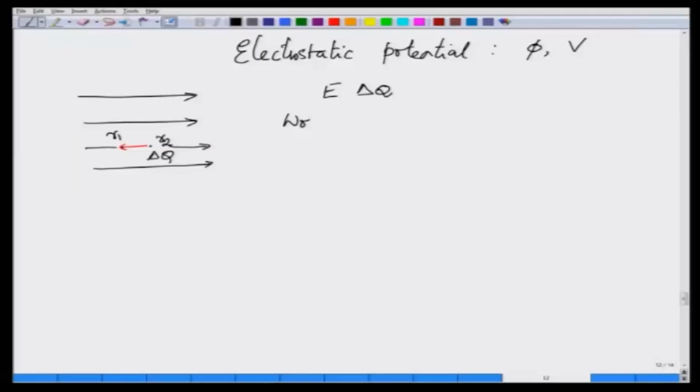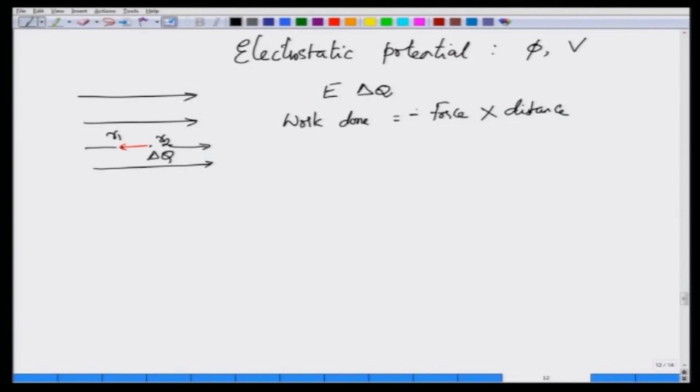How much work should I perform? Work done must be equal to the force that I apply times the distance I move. So, this is again from the mechanical concept of moving a block. I have a block, I move it a distance of d and I apply a force F, then the work done will be force into distance. I will add a negative sign here just to indicate that this work is done against the field. Since I am doing the work, because I have to move this charge from R2 to R1, I am doing work against the field. This is a work that is being done against the field.